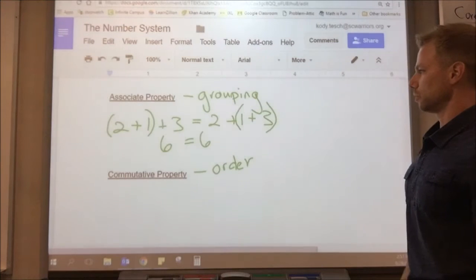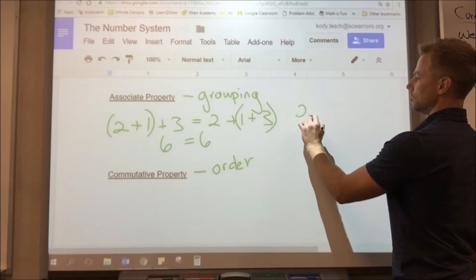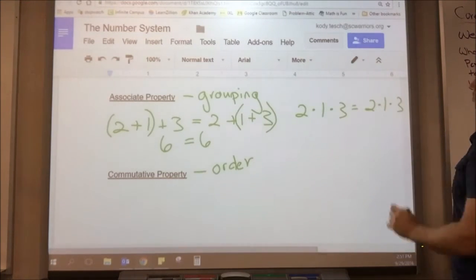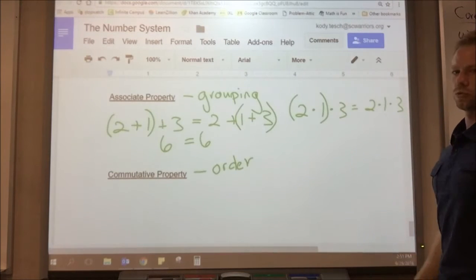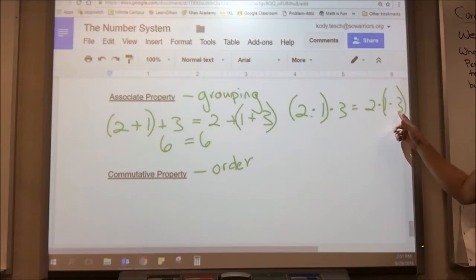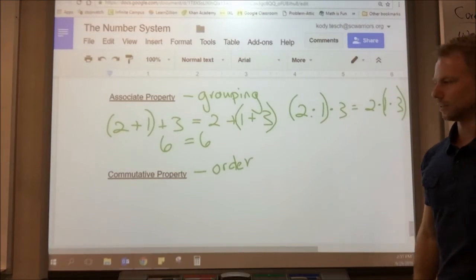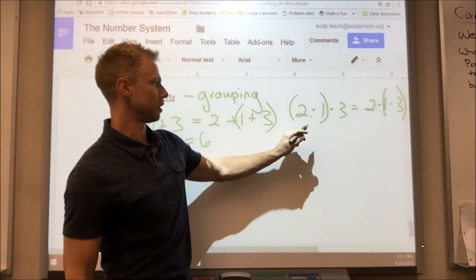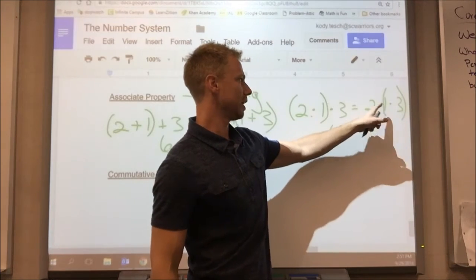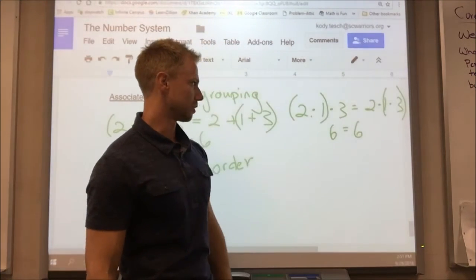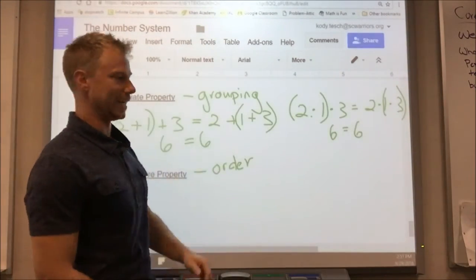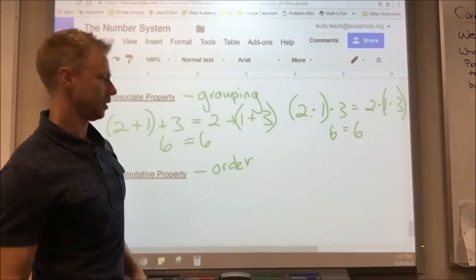Okay? And that works with multiplication as well. If I have 2 times 1 times 3, and 2 times 1 times 3. If I multiply 2 times 1 first and then multiply it by 3, or if I multiply 1 times 3 first and multiply it by 2, I'm going to get the same thing. So 2 times 1 is 2, times 3 is 6. 1 times 3 is 3, times 2 is also 6. I get the same thing, no matter which two numbers I multiply together. Okay, that's associative, how we group things.